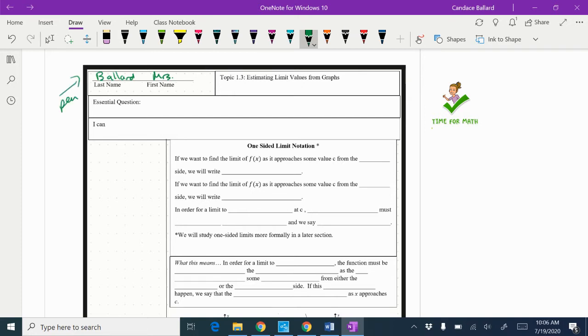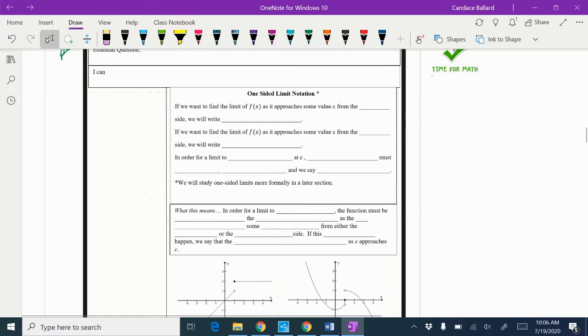All right, so one-sided limit notation. If we want to find the limit of f of x as it approaches some value c from the left side, we will write the limit as x approaches c from the left of whatever the function name is, f of x. And that's a little minus sign that we write like an exponent. And again, notation is super important.